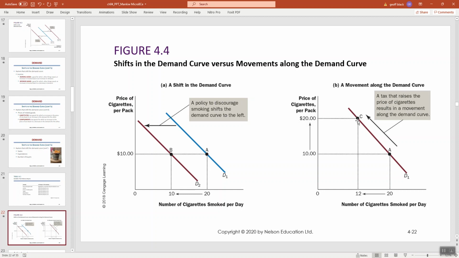So it shows you movement along the curve versus a policy. Nowhere in this model does it say policy to discourage, right? That's exogenous. That's something happening outside of the model. A policy to discourage smoking, well, that's going to shift the curve to the left. Okay? So that's a shift in the curve versus movement along the curve. Okay, I hope that is clear.